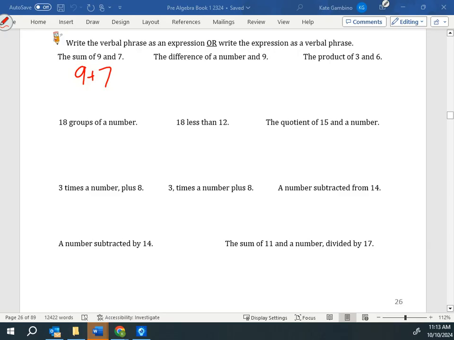Do I want you to solve it? No. It doesn't say evaluate. It doesn't say write an equation. Equations have the equal sign. An expression is just that. We're just putting in the expression. Let's look at a more complicated one. Let's look down.